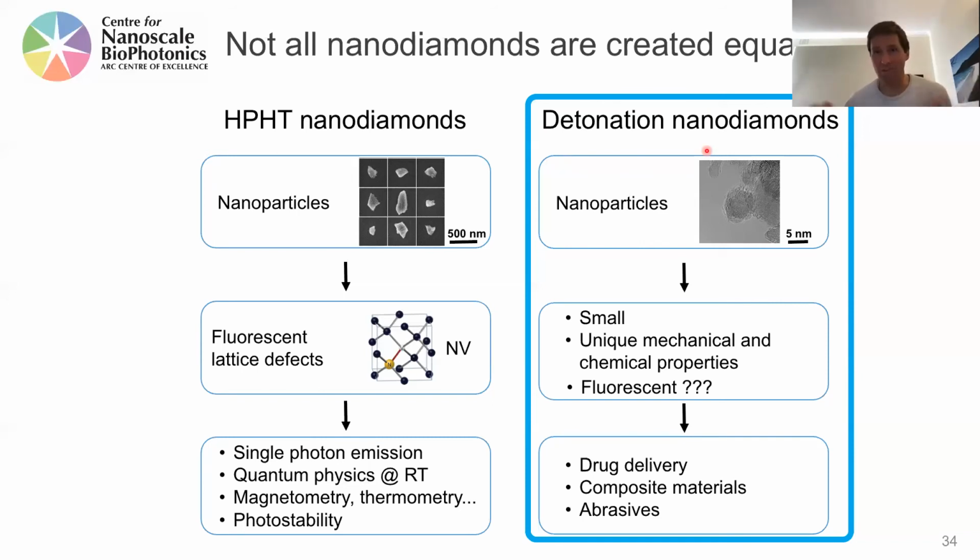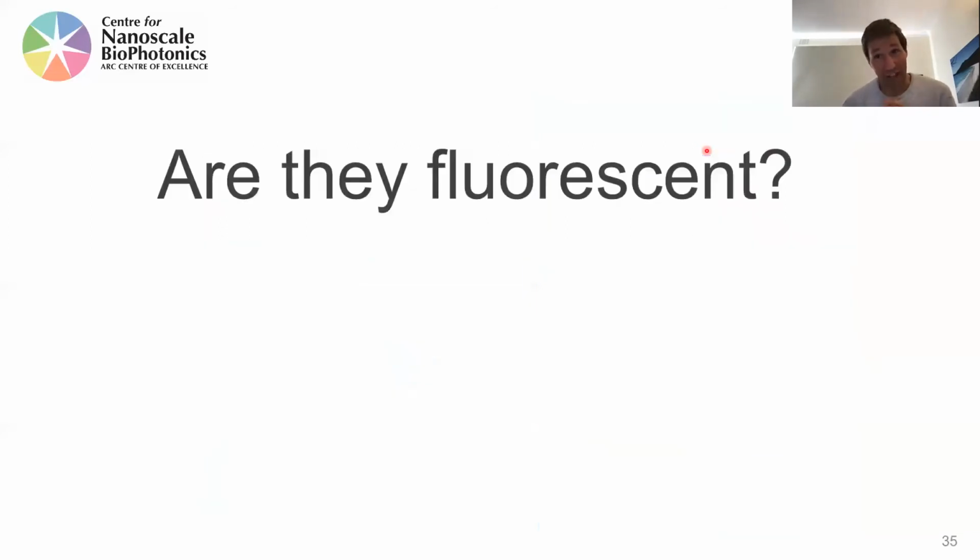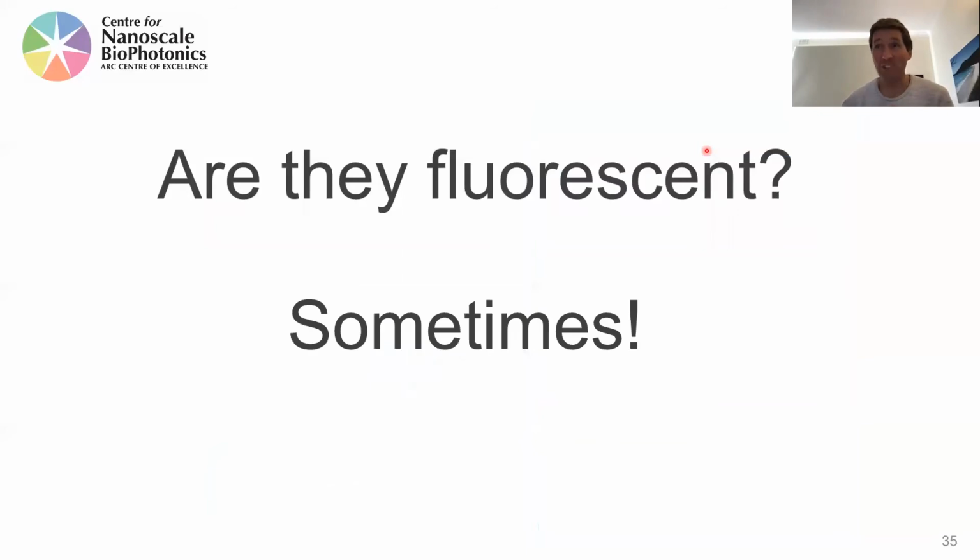Great. Well, the problem is that the fluorescence from those particles is quite different. So are they fluorescent to start with? Well, I would say sometimes. And generally, the origin of that fluorescence is different from HPHT nanodiamonds. So many people have seen nitrogen vacancy center fluorescence from these particles, but at the moment, we have no reliable way of engineering color centers in detonation nanodiamonds. Please correct me if I'm wrong. It would be great if we could, but I'm not aware that we can.